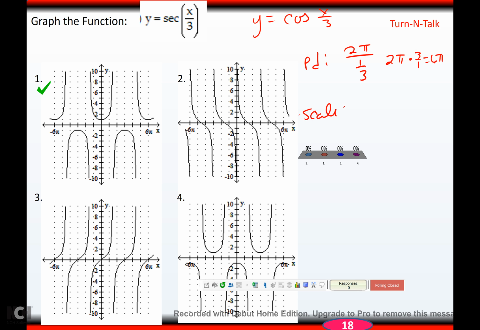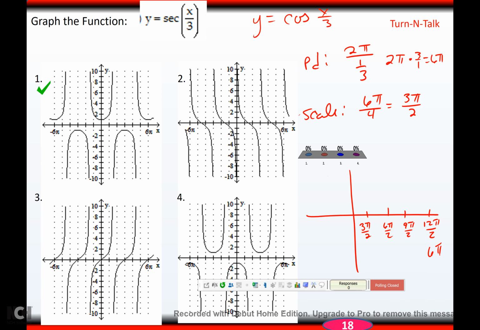To get my scale, I'm going to take 6 pi and divide it by 4, which gives me 3 pi over 2. Okay, so now if I count by 3 pi over 2, I have 3 pi over 2, 6 pi over 2, 9 pi over 2, 12 pi over 2. Notice that this would be 6 pi. Alright, so now we're doing cosine.